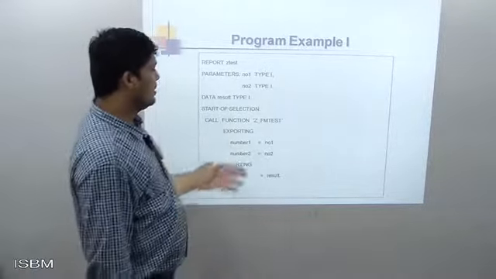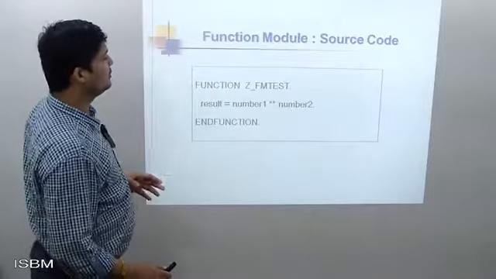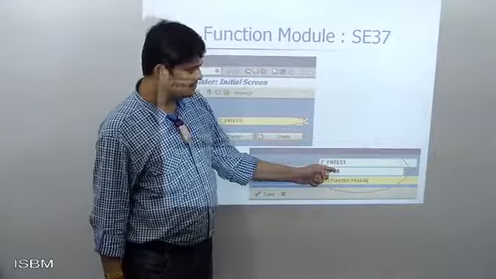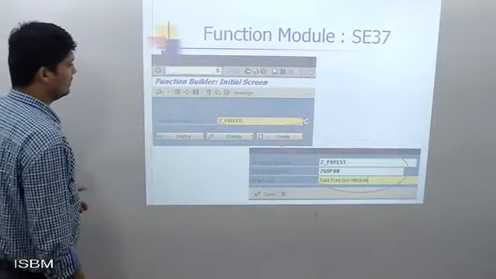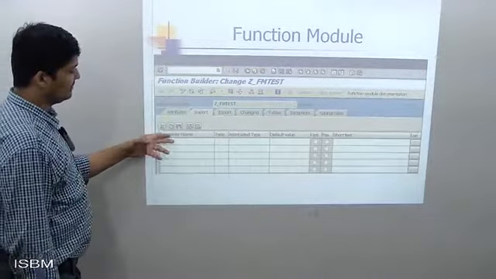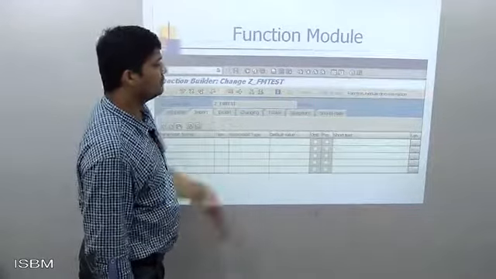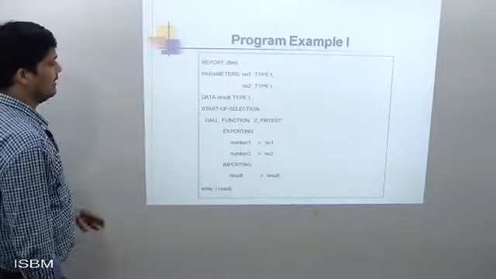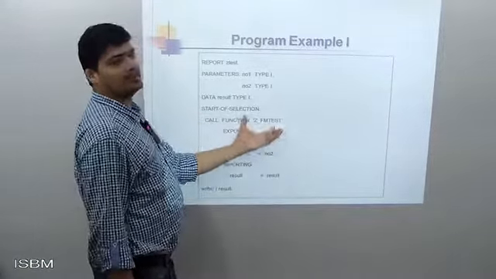How to use your function module inside your program. So I have created the function module over here. You can see that I have created the function group. Inside this function group, I have created the function module. After this function module, I have assigned my import parameter and my export parameter. In the source code, I have written this code. That's it. And I have used that function module in my program.